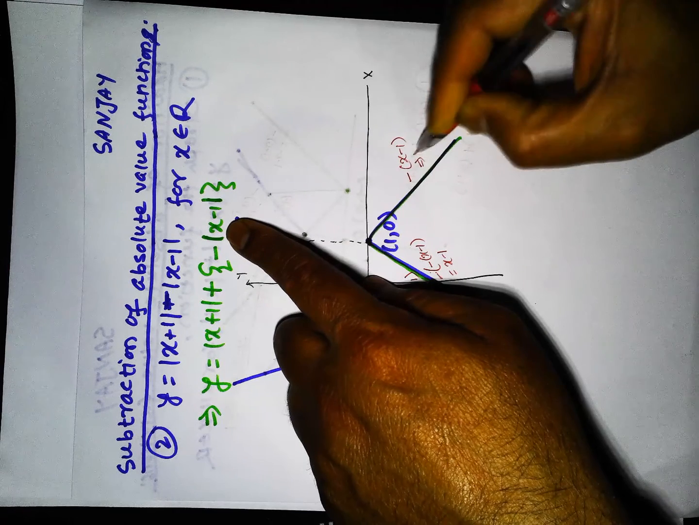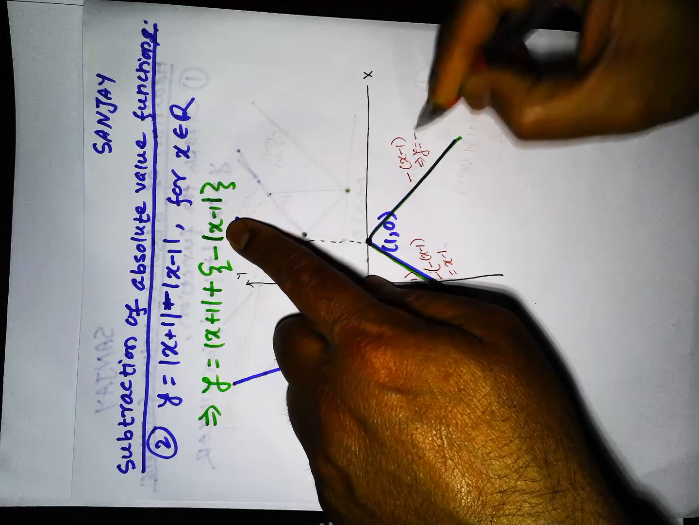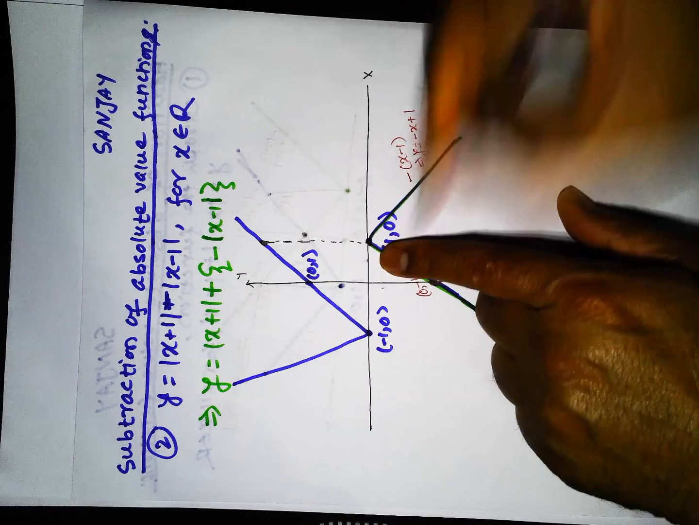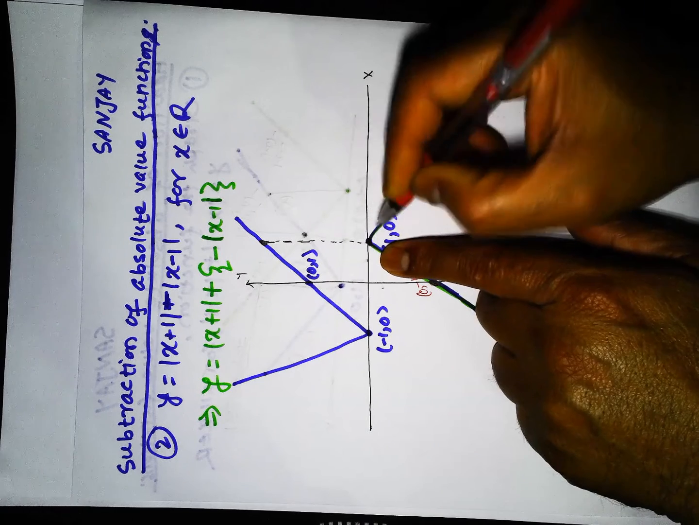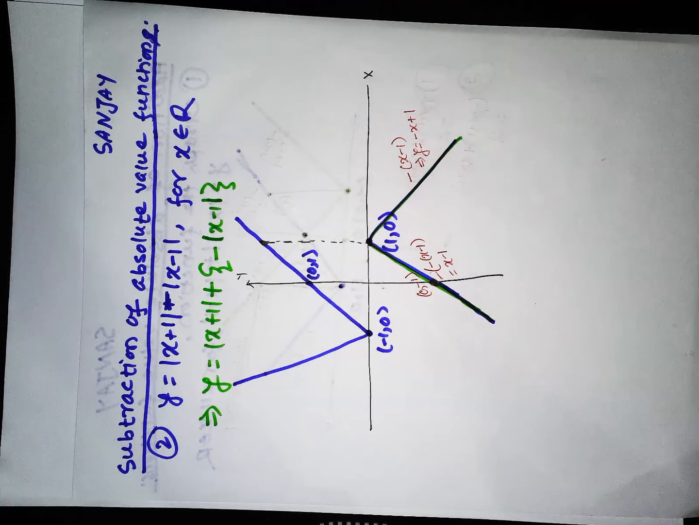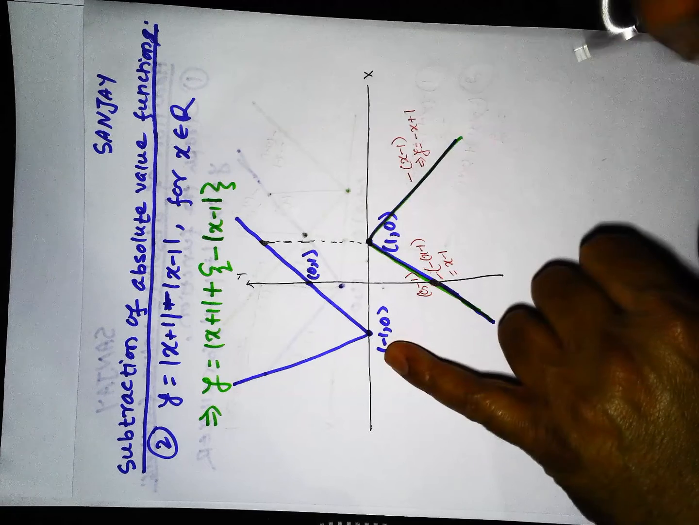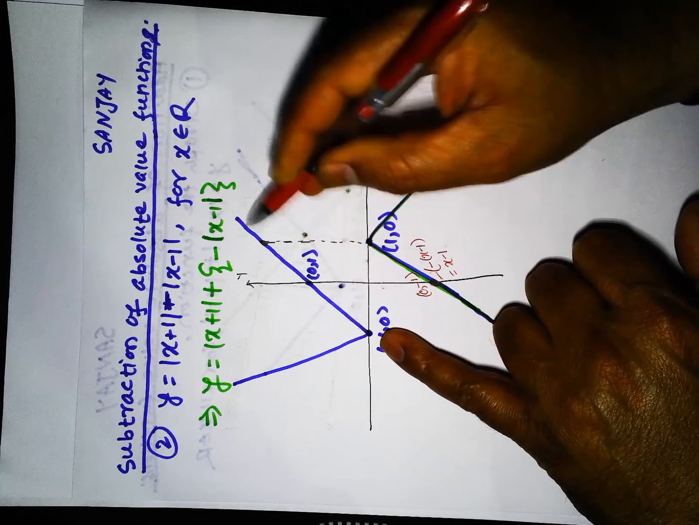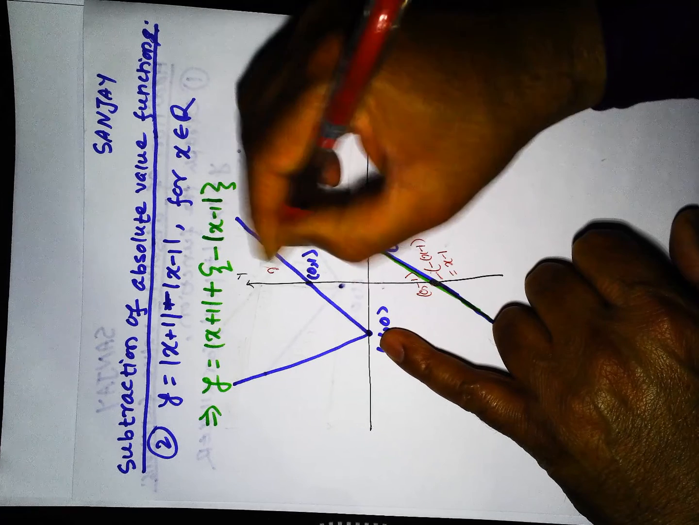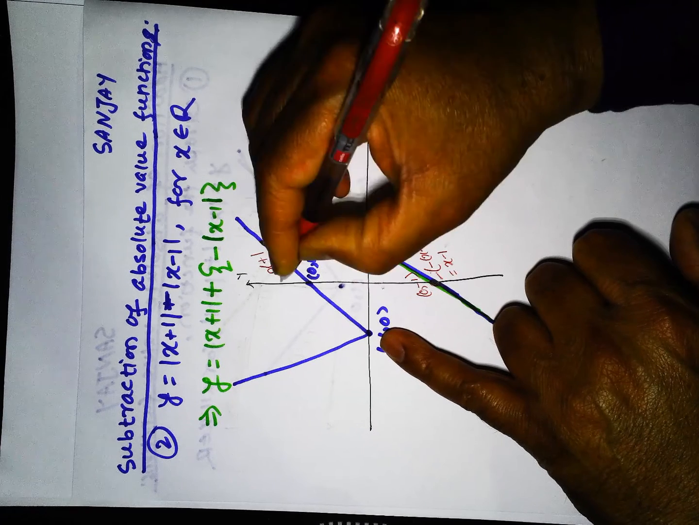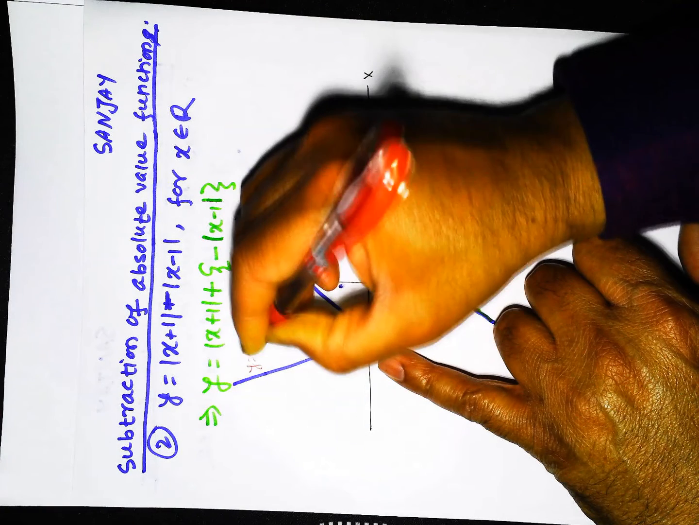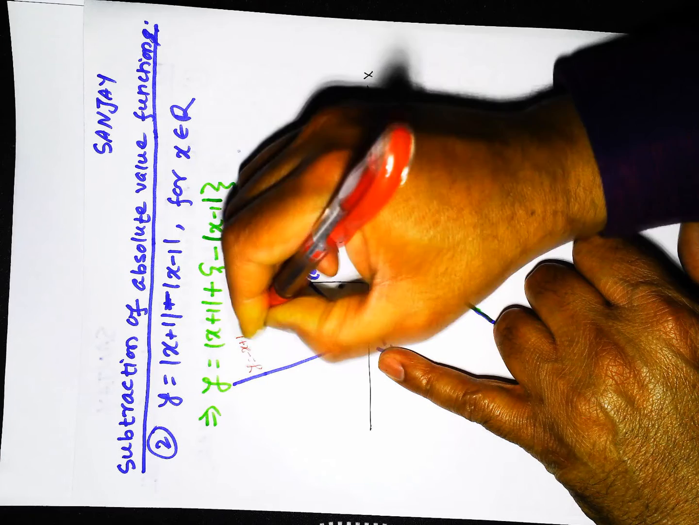So that gives you y equals to minus x plus 1. You can see that the gradient is negative, that means it is making an obtuse angle with the x-axis. Okay, similarly we shall click on the equation of this line. This line is going to be y equals to x plus 1, and this line is going to be y equals to minus x plus 1.